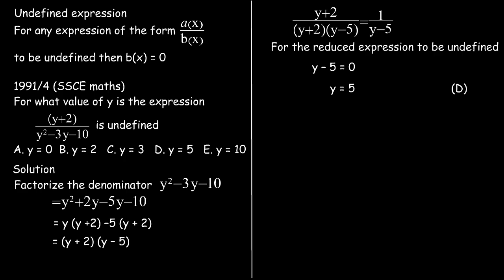So simply put, when we try to check if our expression is undefined, we first of all simplify it and cancel if it is possible. Then if not, we just equate our denominator to be equal to 0.